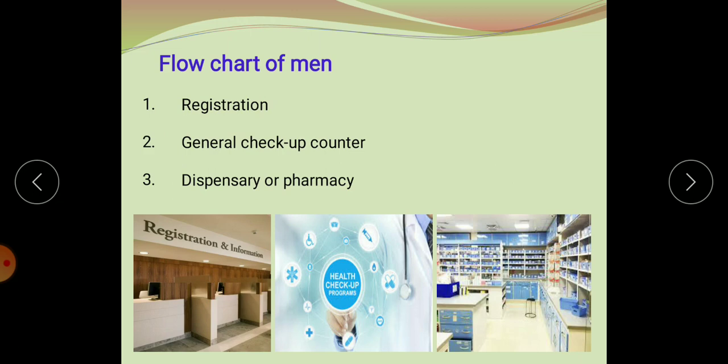What is the registration counter? Registration or reception is the preliminary entry point of a hospital. Here, after inquiry, the patients visit the registration counter to register themselves. The patients may be new patients or old patients. New patients are those who are visiting that hospital for the first time, so they need to be registered for the first time, filling up all the details.